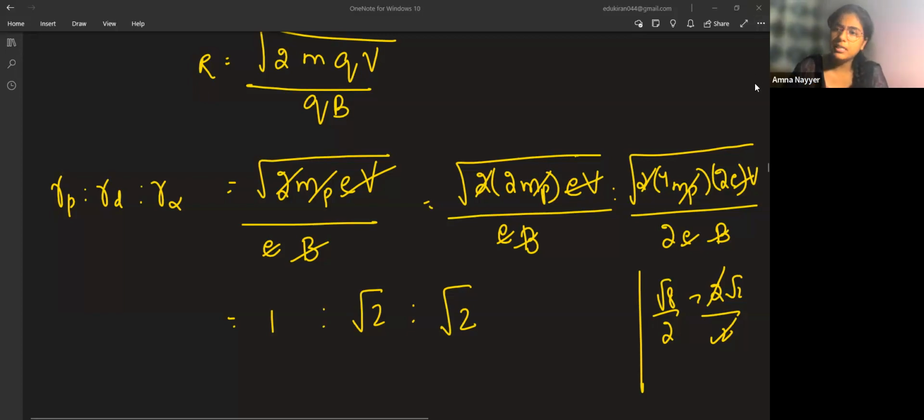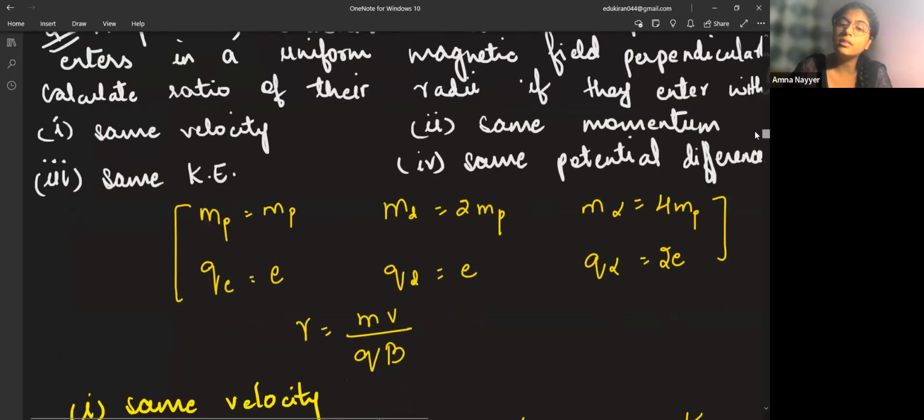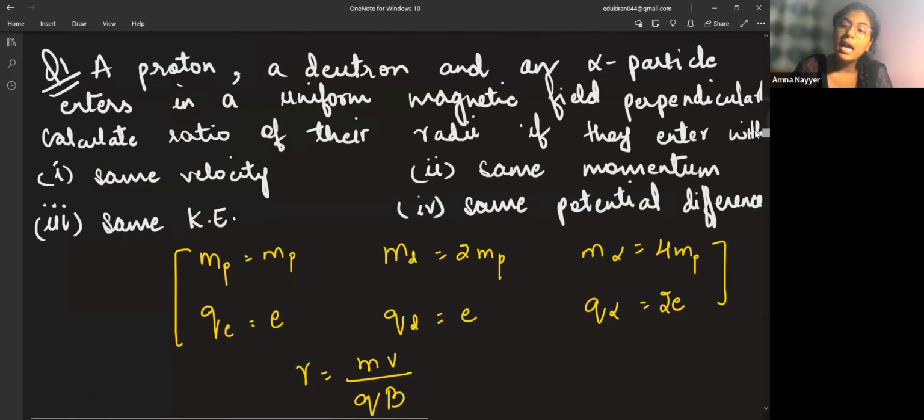Note down this question. It's a lengthy question. Wherever you are getting stuck, whichever part you want me to repeat, please let me know, because this is a common question and different particles are given.